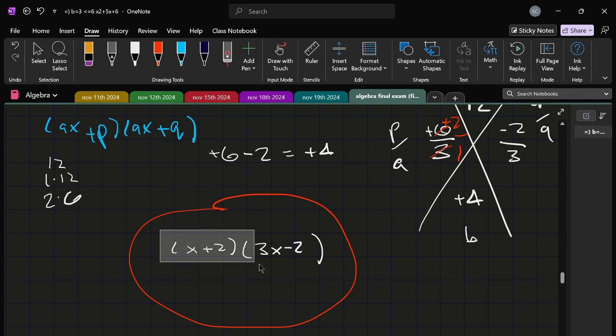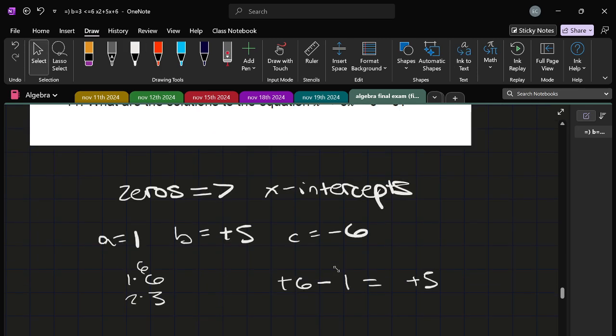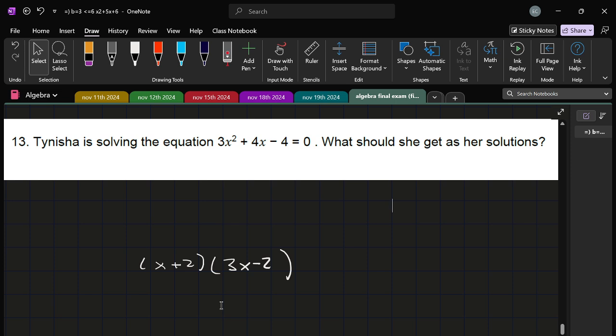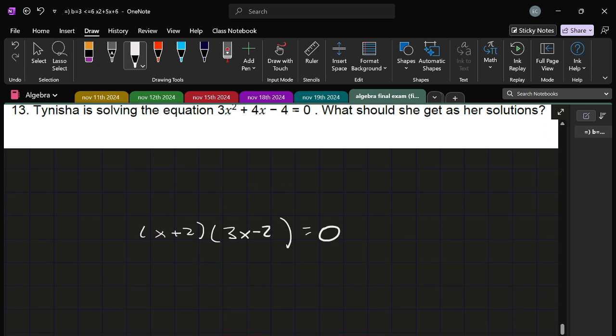Oh, it was this right here, because this foiled out will give us the same result. 3x squared minus 2x plus 6x, so 4x minus 4 is equal to 0. It says what should she get as her solutions? Remember, you can put that in Desmos and get the x-intercepts if you'd like, or just do it the easy way. X plus 2 is equal to 0. From here, we just move 2 to the other side, and x is equal to negative 2.